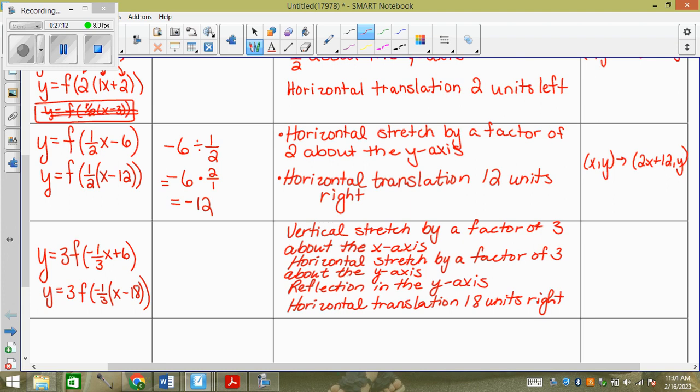My mapping is going to be x, y becomes, this affects my y. I have a plus 0 in the back. That affects my y. So it's just the 3, right? So I'm going to get 3y. What's happening to my x? It's going to be multiplied by negative 3, so it's the opposite. X plus 18.